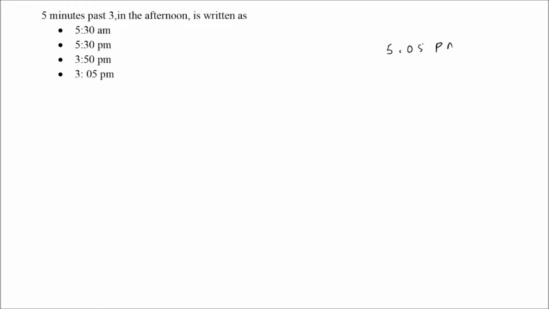5:05 p.m. is 5 minutes past 3. In the afternoon we write p.m., and that means our answer will be 3.05. 5 minutes past 3, not 5. So it will be 3.05. So this will be our answer.